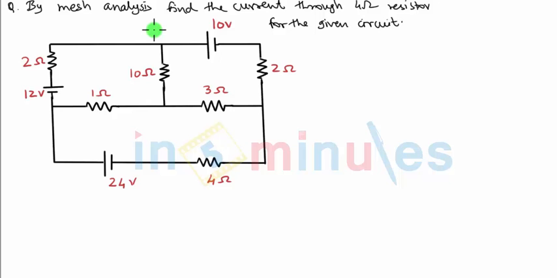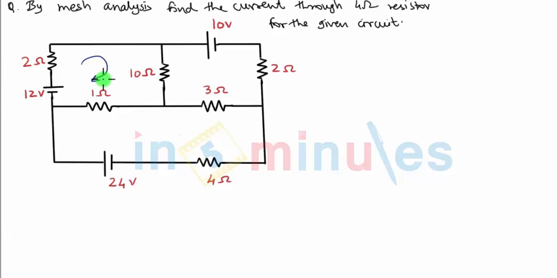If there is a current source being shared by the two meshes, then we apply the concept of super mesh. Now in this particular network, you can see there is no current source, so there is no question of having a super mesh that we have to apply. You can see there are three meshes given in this particular network, so let us quickly define the three currents.